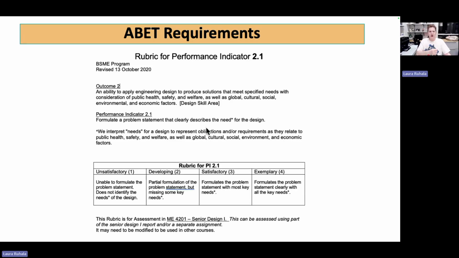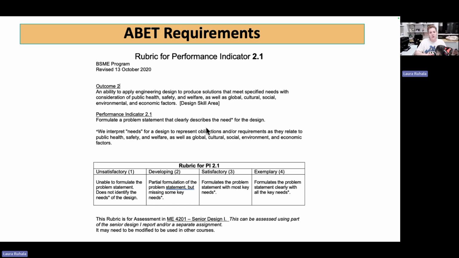Okay, so now let's talk about the specific ABET requirements and how they're going to be involved in this class. This is related to what we're talking about right now: performance indicator 2.1. It comes from outcome 2, which I think was on the second slide. I'll reiterate, it's an ability to apply engineering design to produce solutions that meet specified needs with consideration of this whole mouthful: public health, safety, welfare, as well as global, cultural, social, environmental, and economic factors. So this is the outcome that ABET sets.